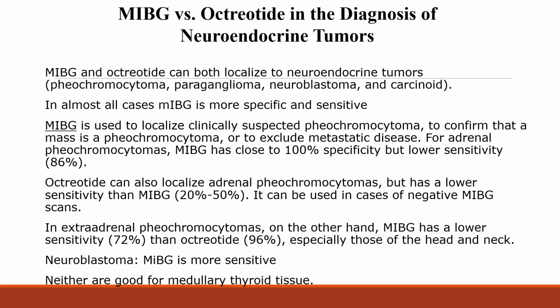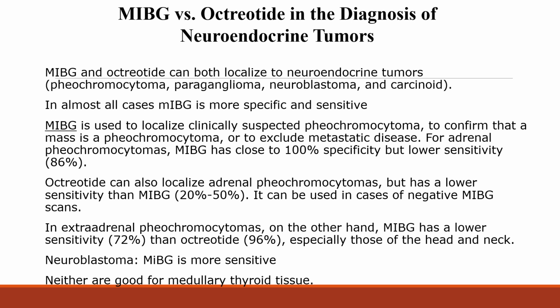MIBG is used to localize clinically suspected pheochromocytomas, to confirm a mass of a pheochromocytoma or to exclude metastatic disease from a pheochromocytoma. I love that word. For adrenal pheochromocytomas, the MIBG has close to 100% specificity, but it does have lower sensitivity. So octreotide can also be used for adrenal pheochromocytomas, but it has a much lower sensitivity. It can be used in cases when there's a negative MIBG scan because they're looking at different things.